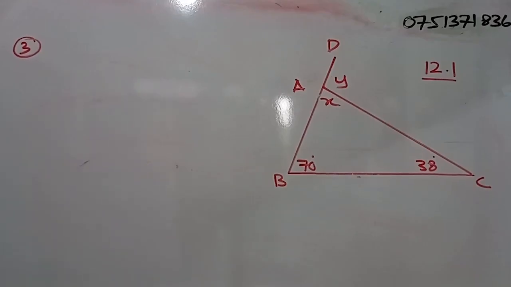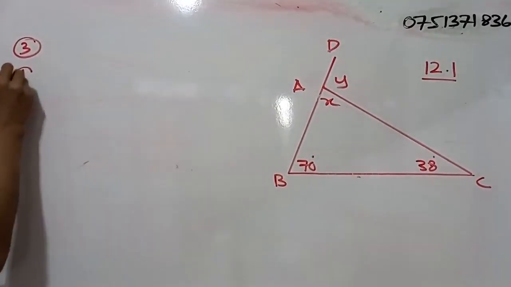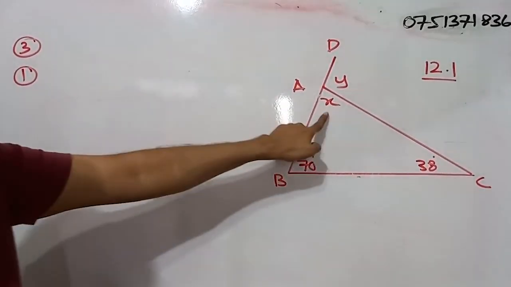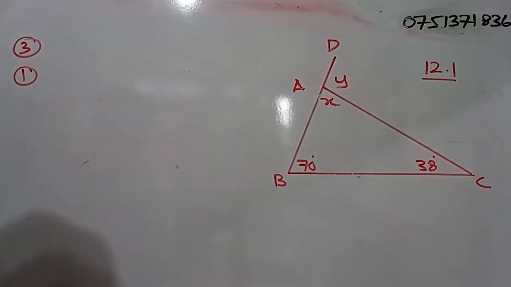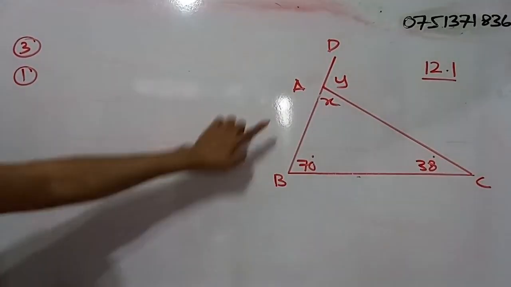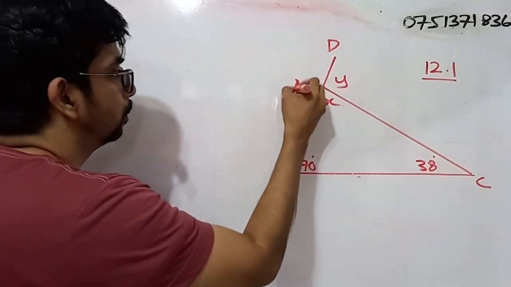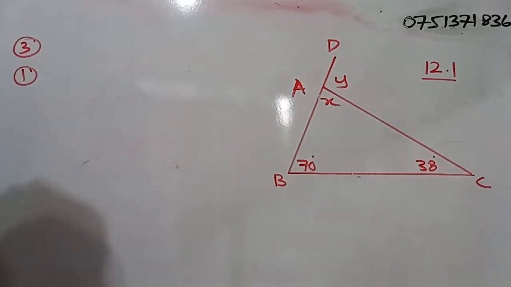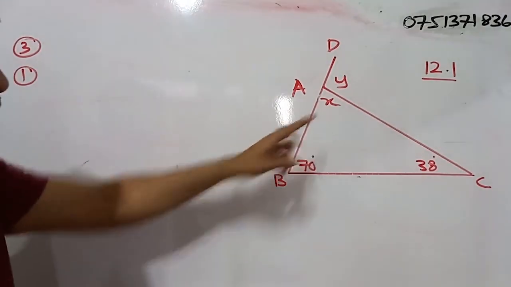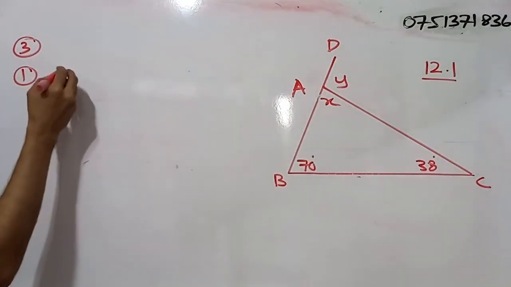Right, question number 3. Find the magnitude of each of the angles denoted by an English letter in each figure. So this is part 1, right? So we have to find X and Y. Now here, BAC angle, that is X. So what do we do?